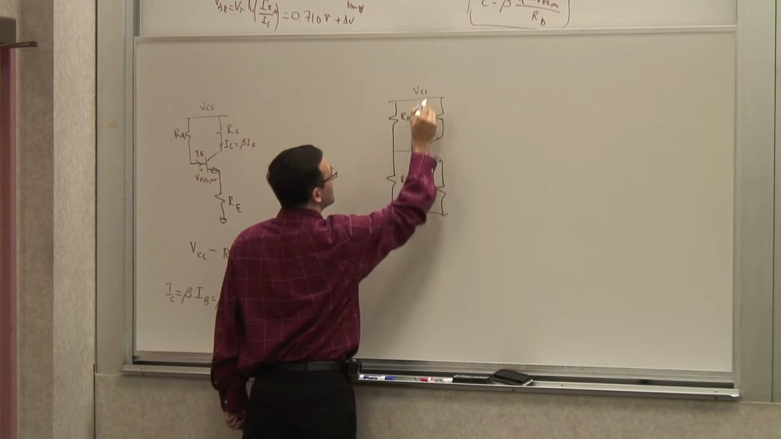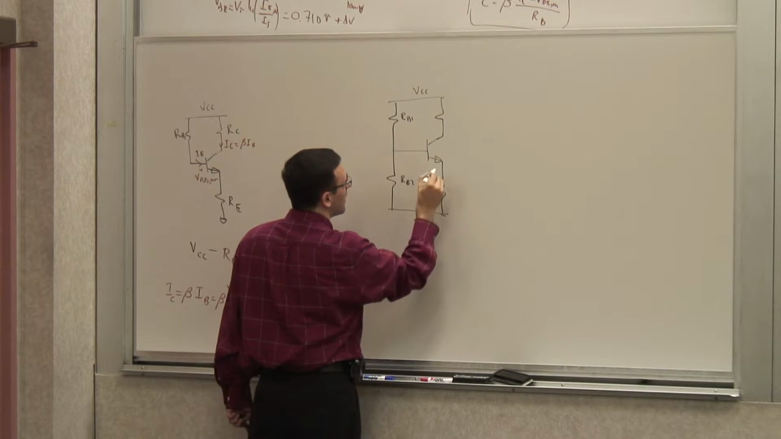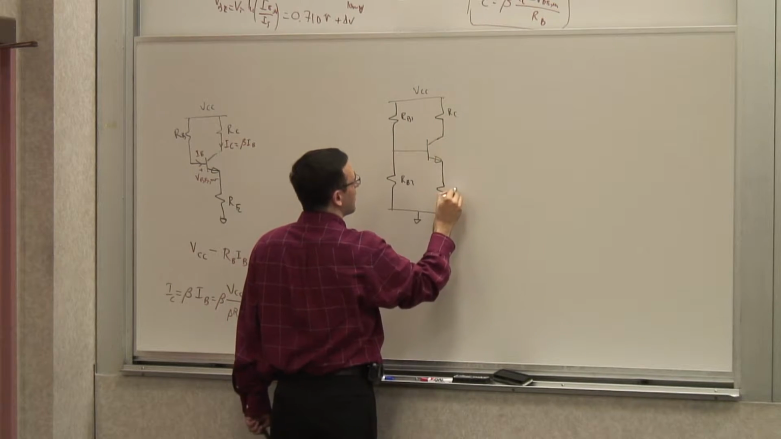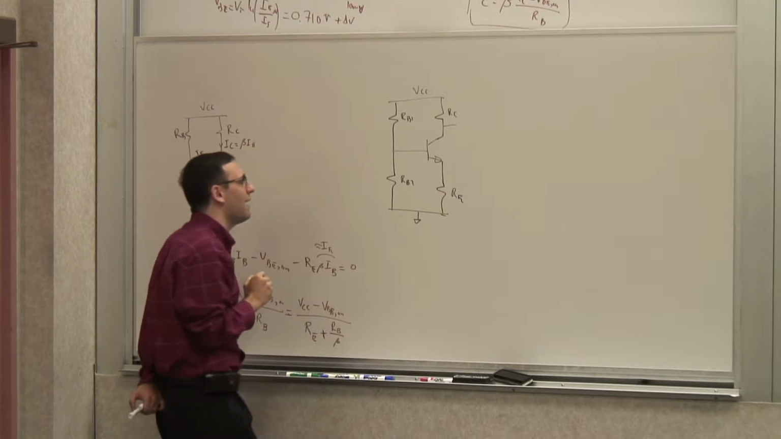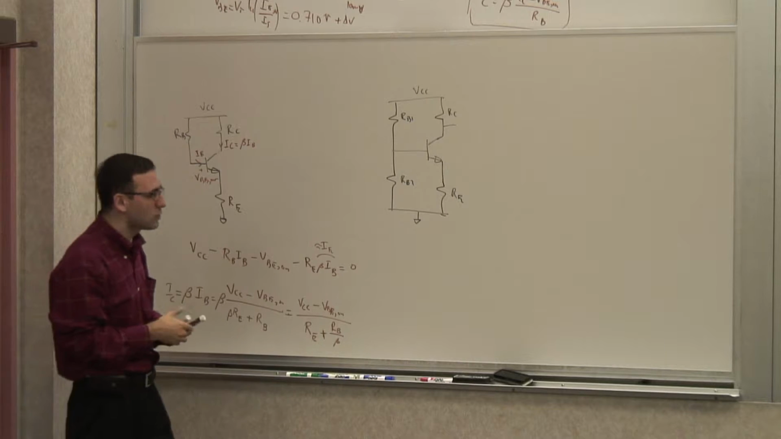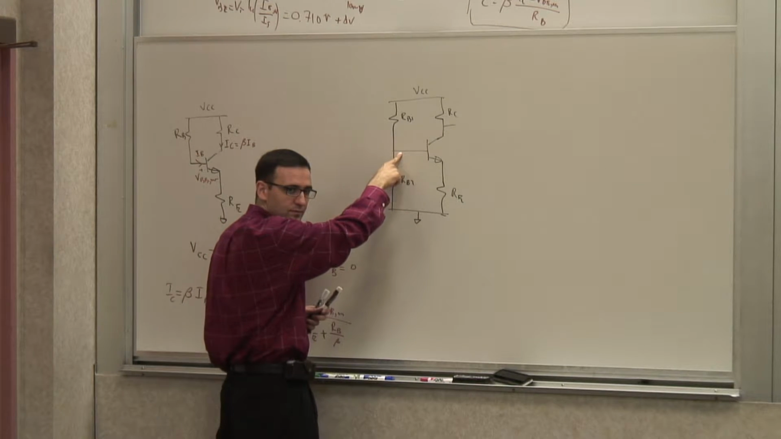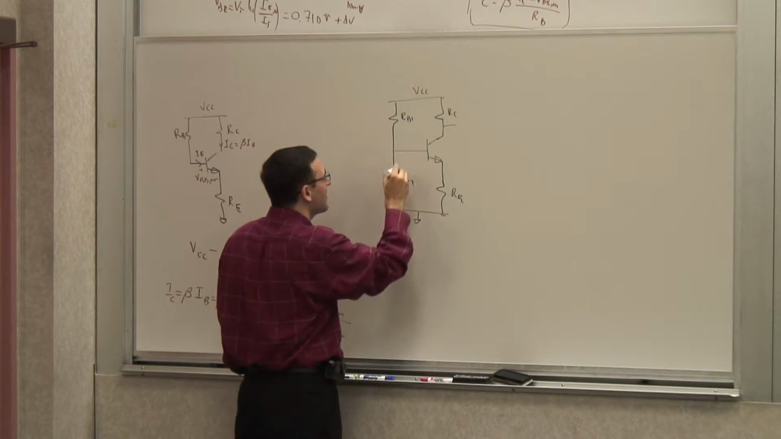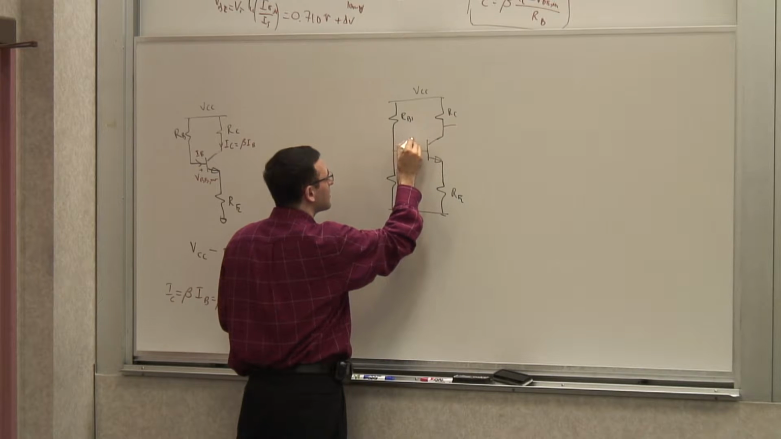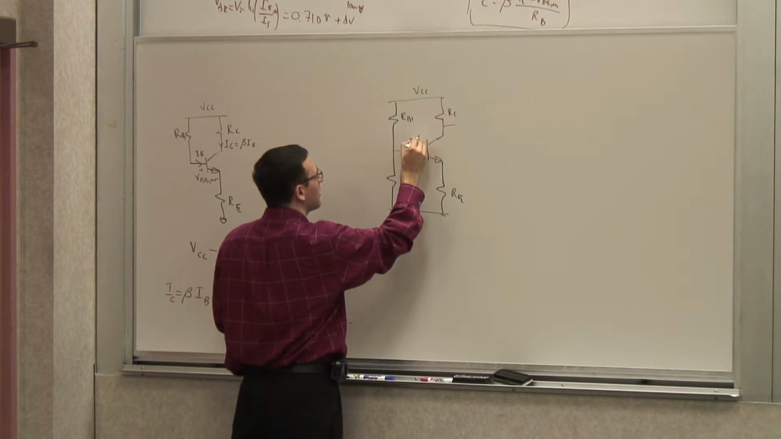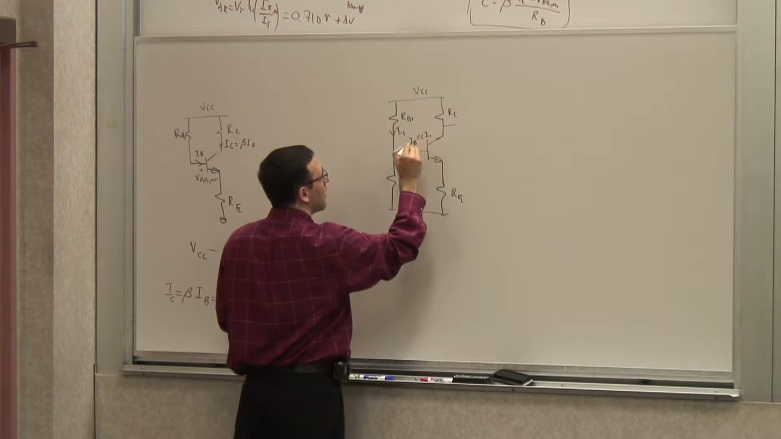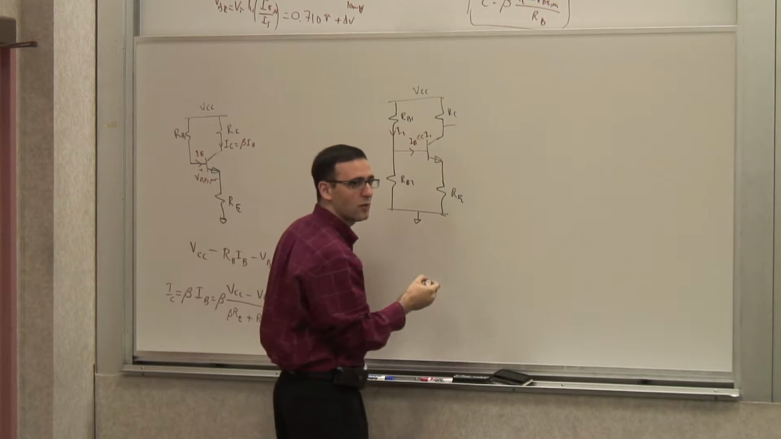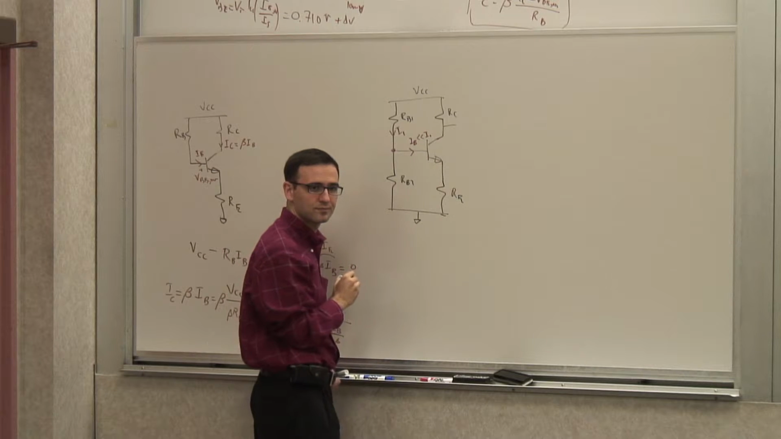This is VCC, this is ground. And this is RC and this is RE. And what you're doing here is establishing this voltage. For as long as this current, let's say IB, is much smaller than this current, let's say I1, what is this voltage?